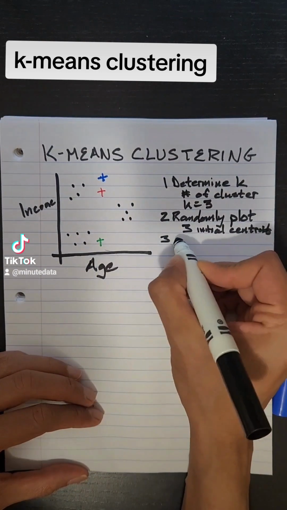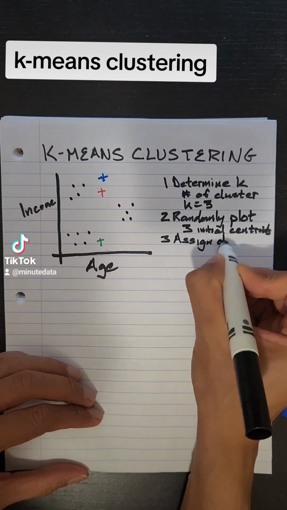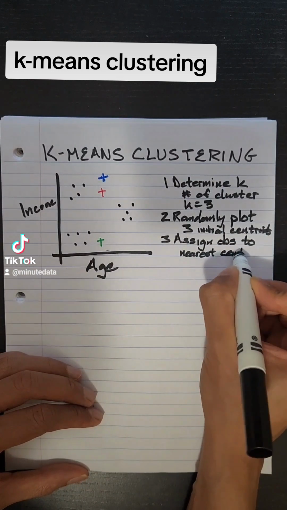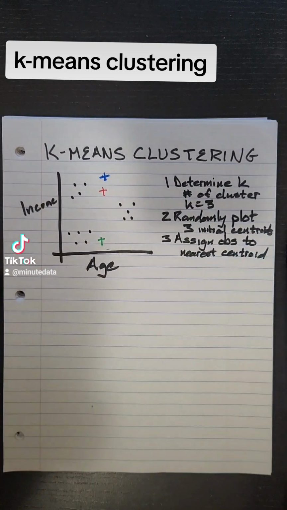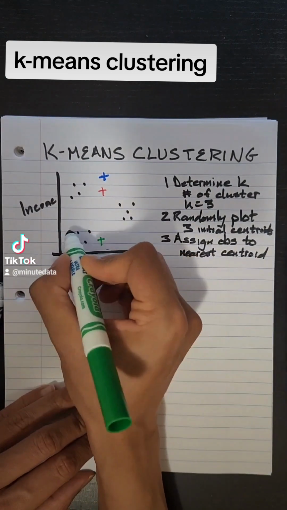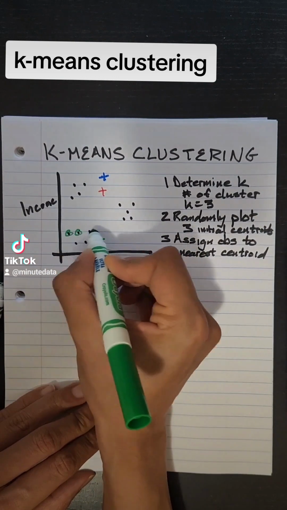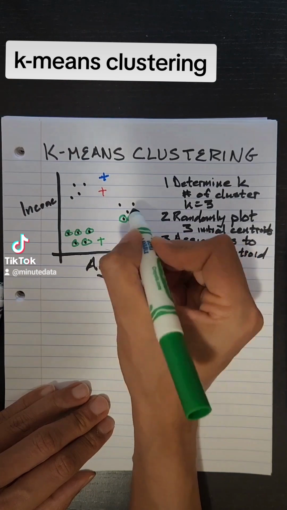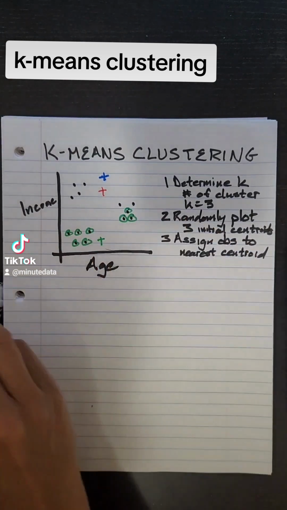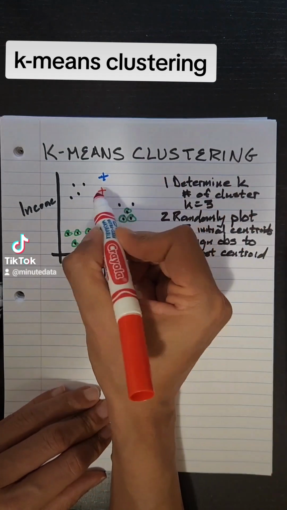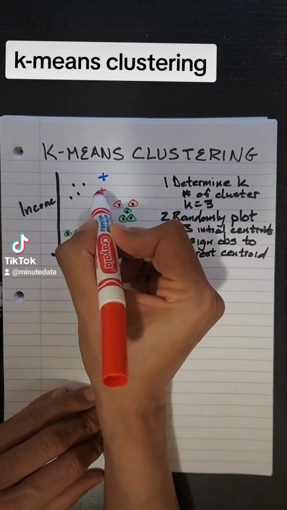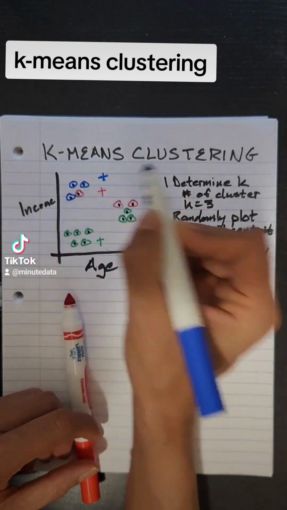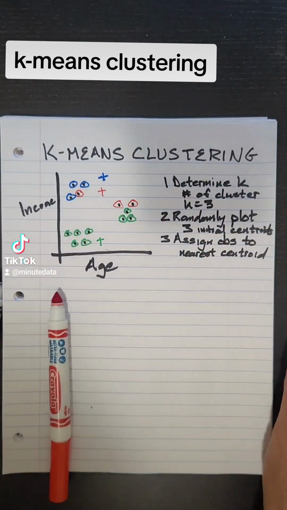So step 3 is to assign every observation to the nearest centroid. So in our example, the green ones, here's our green center. Pretty sure these are all the closest ones to the green. That one's pretty close to the green as well. Let's just throw in that one also. And then in terms of our red, it's probably this one, and let's just say the rest are blue. Yeah, roughly.